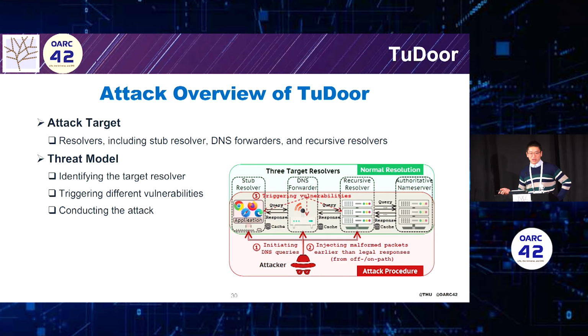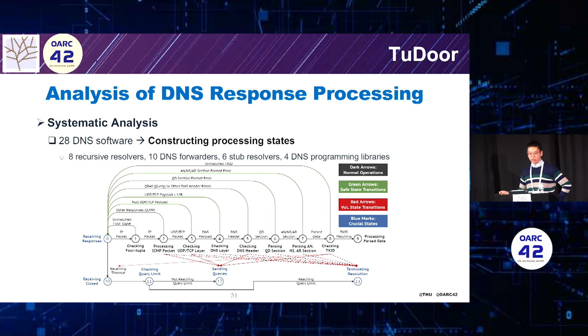For the attack targets, it is mainly about the resolvers, but we also include the stub resolvers, the forwarders, and the recursive resolvers. For the threat model, we identify the target resolvers, trigger different vulnerabilities, and conduct the attack. Here is the finite state machine, the FSM, we drew for a typical DNS resolution process. As you can see, the black one is a very normal DNS resolution process.